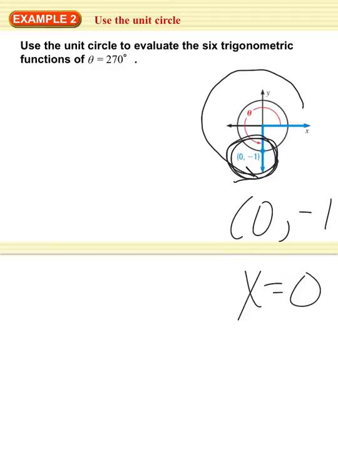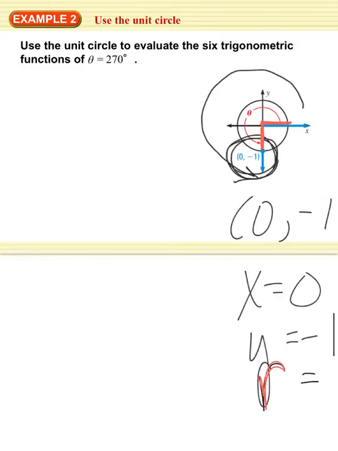So x equals 0, y equals negative 1. And the radius of the circle is what we would look at. The radius of the circle is that measurement right there, which is then just the value 1. I can't have a radius of a negative, so it's always positive.